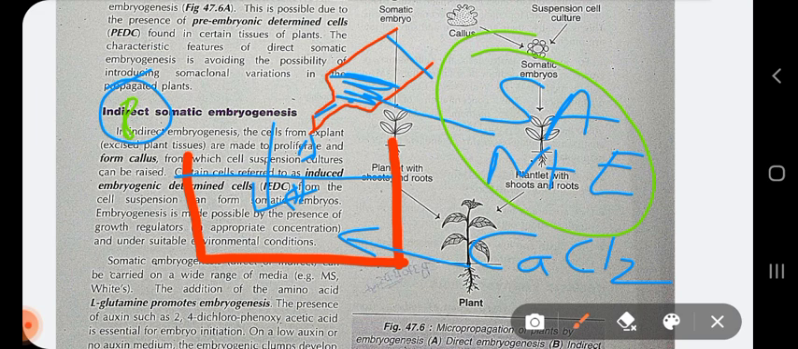So in this way, we can commercialize somatic embryo formation, and we can get a true to type plantlet from the mother plant.